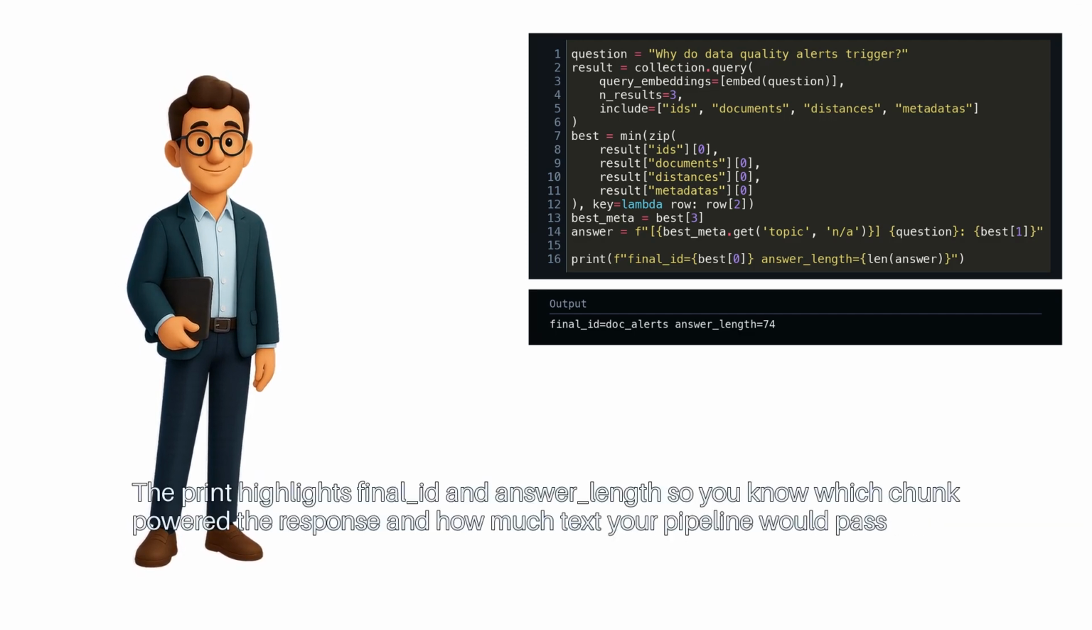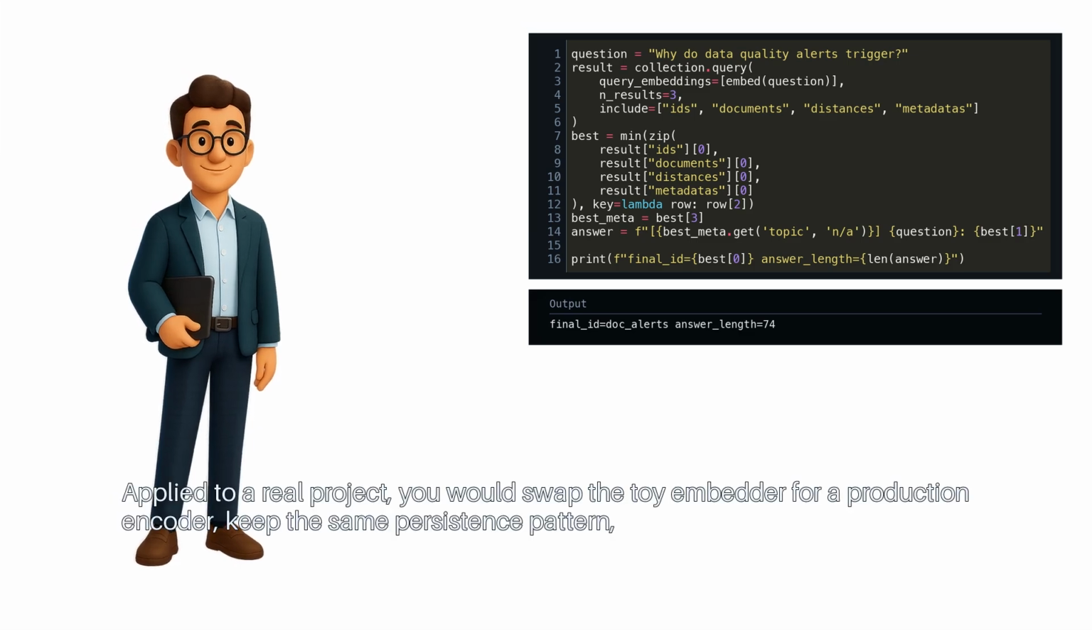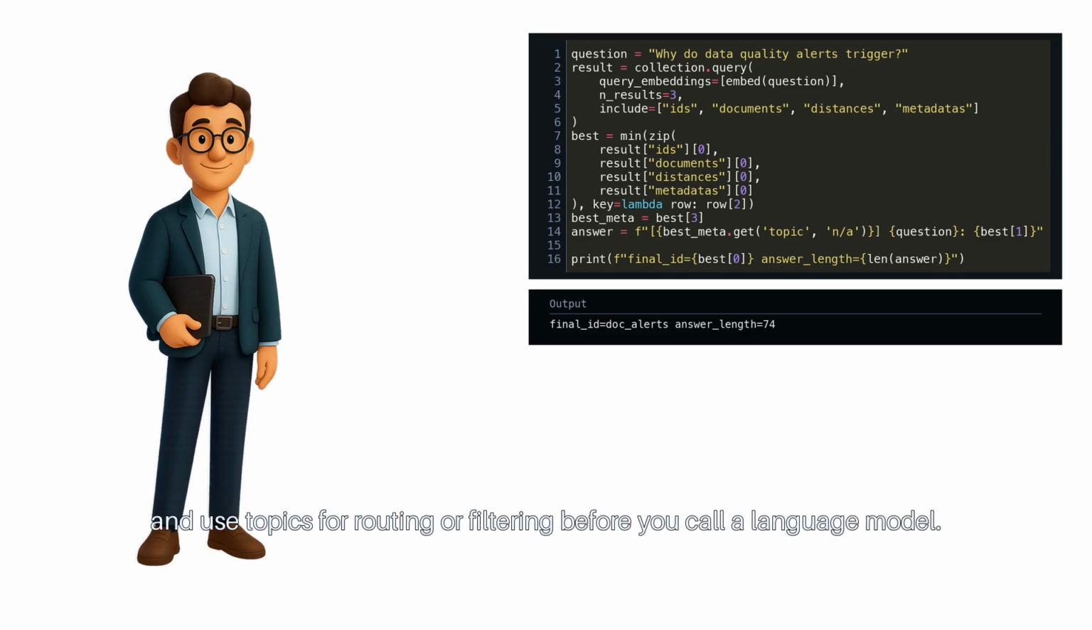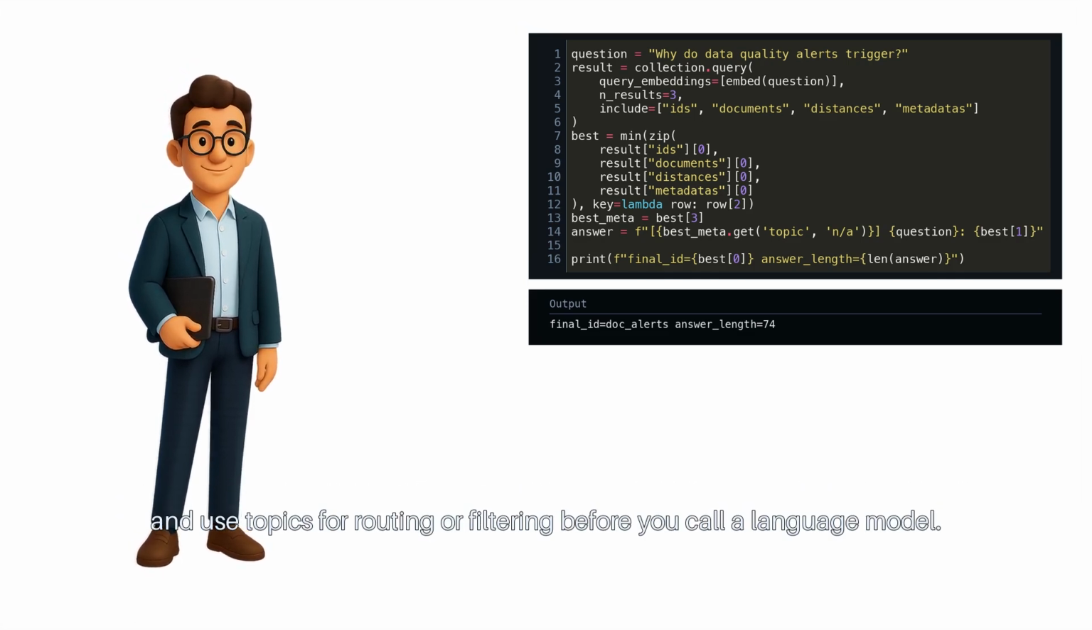The print highlights final ID and answer length, so you know which chunk powered the response and how much text your pipeline would pass downstream. Applied to a real project, you would swap the toy embedder for a production encoder, keep the same persistence pattern, and use topics for routing or filtering before you call a language model.